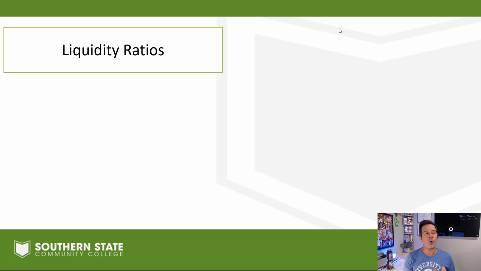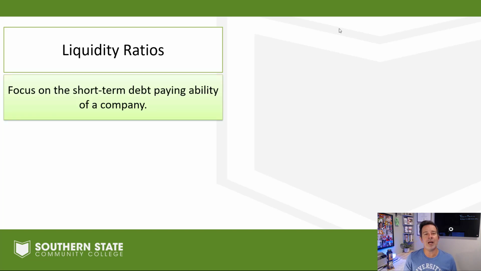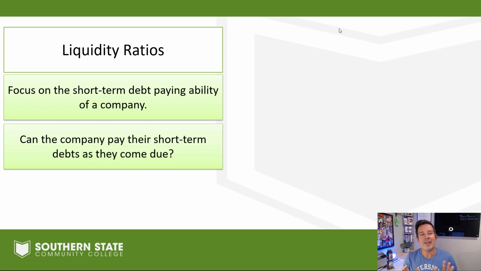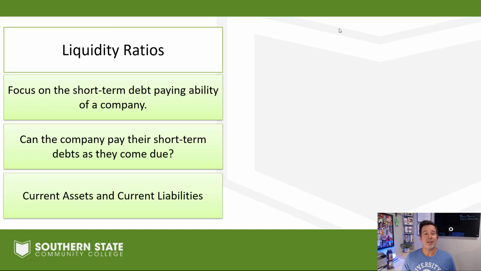So when we talk about liquidity ratios, we're talking about an ability for a company to pay off its short-term debt. The question that comes up is, can the company pay their short-term debts or obligations as they come due? Are they liquid? Can they liquidate their current assets to be able to pay their current debts? All right, makes sense. That's what we're getting at here. We're looking at current assets and current liabilities and trying to get a handle on whether a company is liquid enough that they can meet all their coming obligations. Pretty important question.